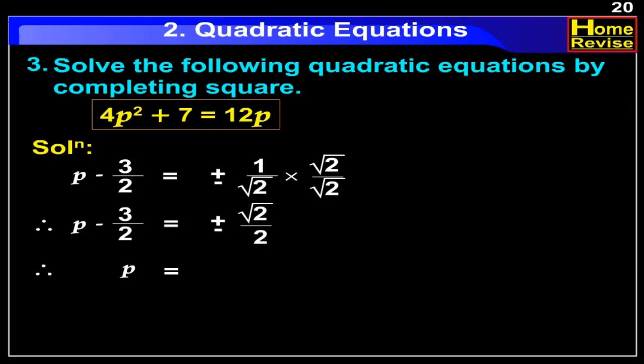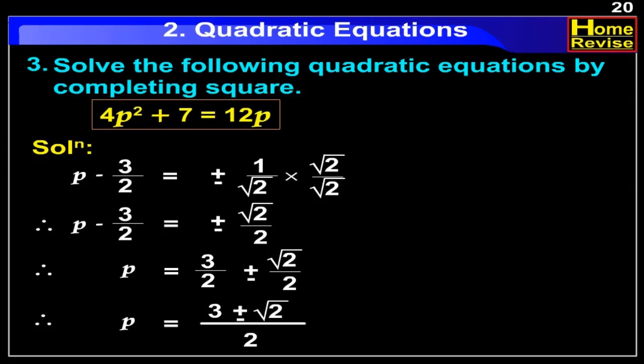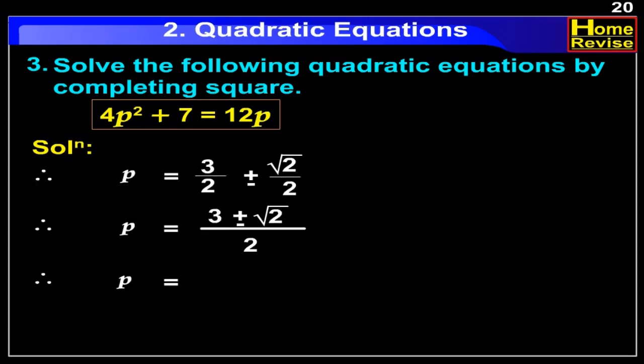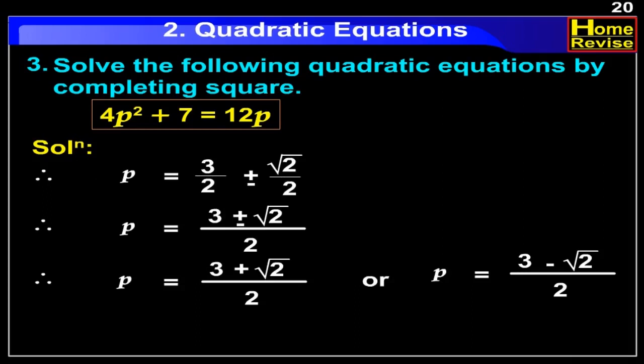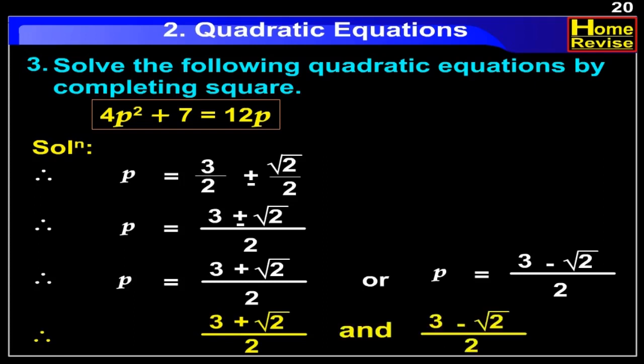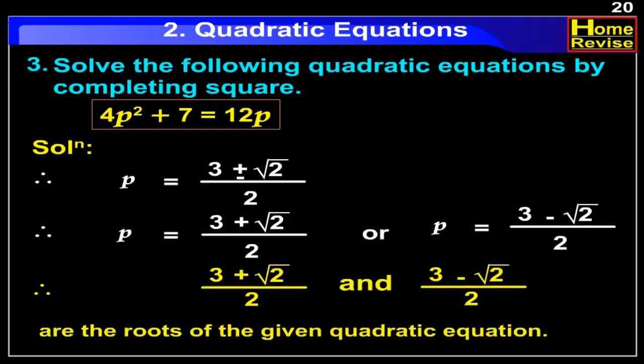Therefore, p = 3/2 ± √2/2. Therefore, taking 2 as a common denominator, we have p = (3 ± √2)/2. Therefore, p = (3 + √2)/2, or p = (3 − √2)/2. Therefore, (3 + √2)/2 and (3 − √2)/2 are the roots of the given quadratic equation.